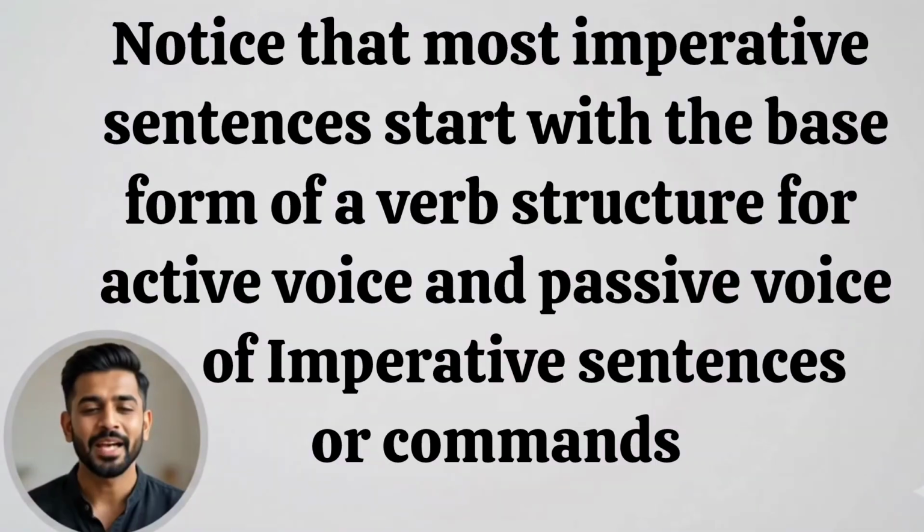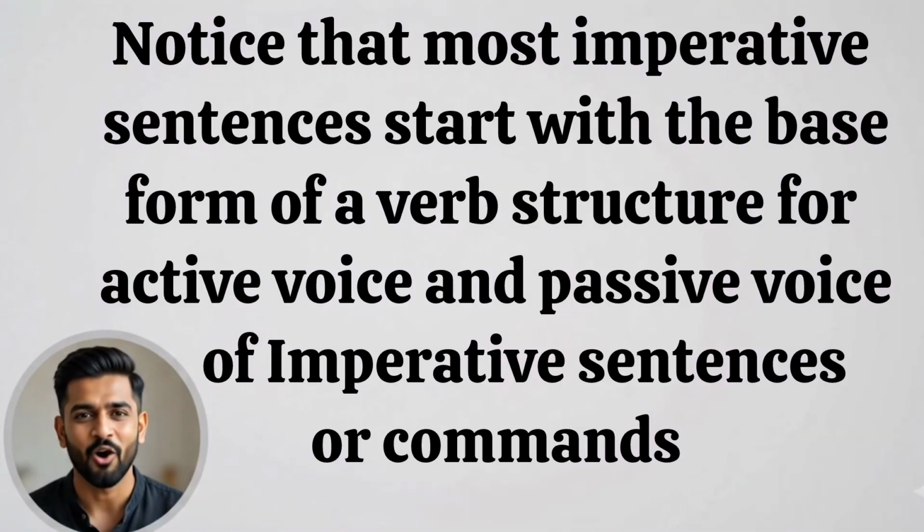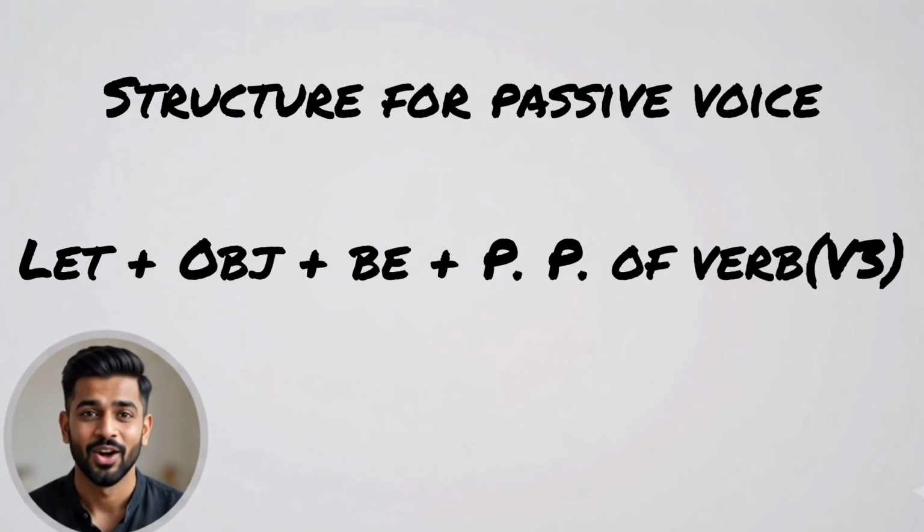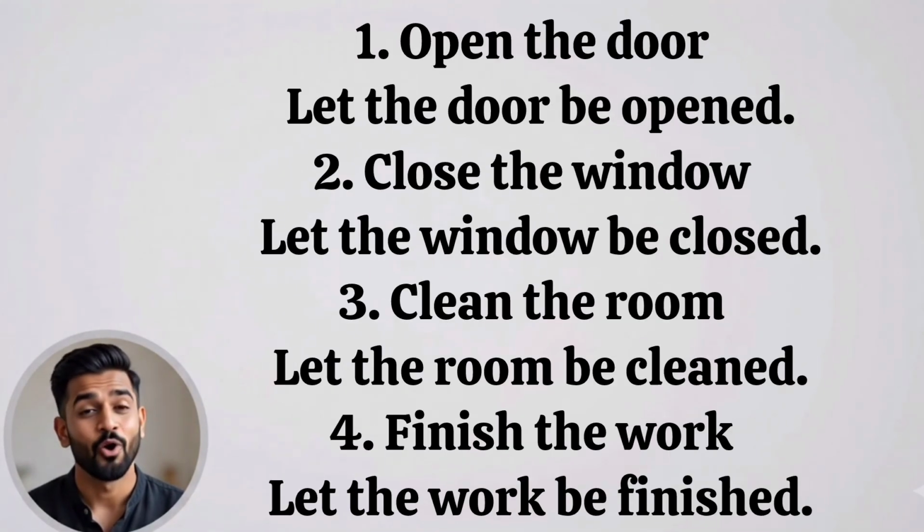Structure for active voice and passive voice of imperative sentences or commands. Structure for active voice: verb plus object. Structure for passive voice: let plus object plus be plus past participle of verb, that is V3. Examples. 1. Open the door. Let the door be opened.